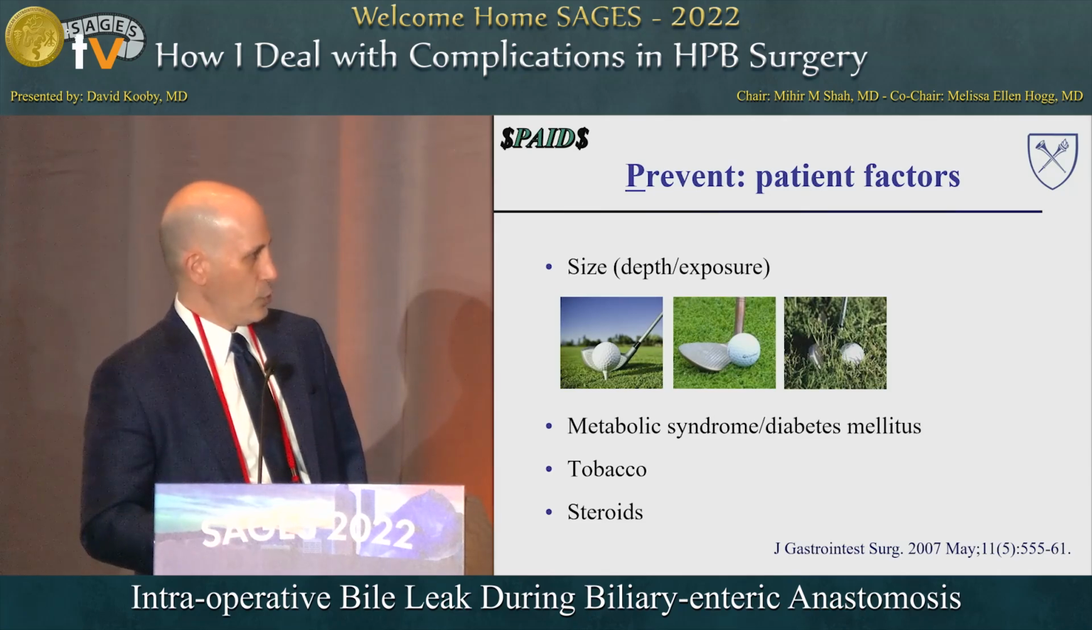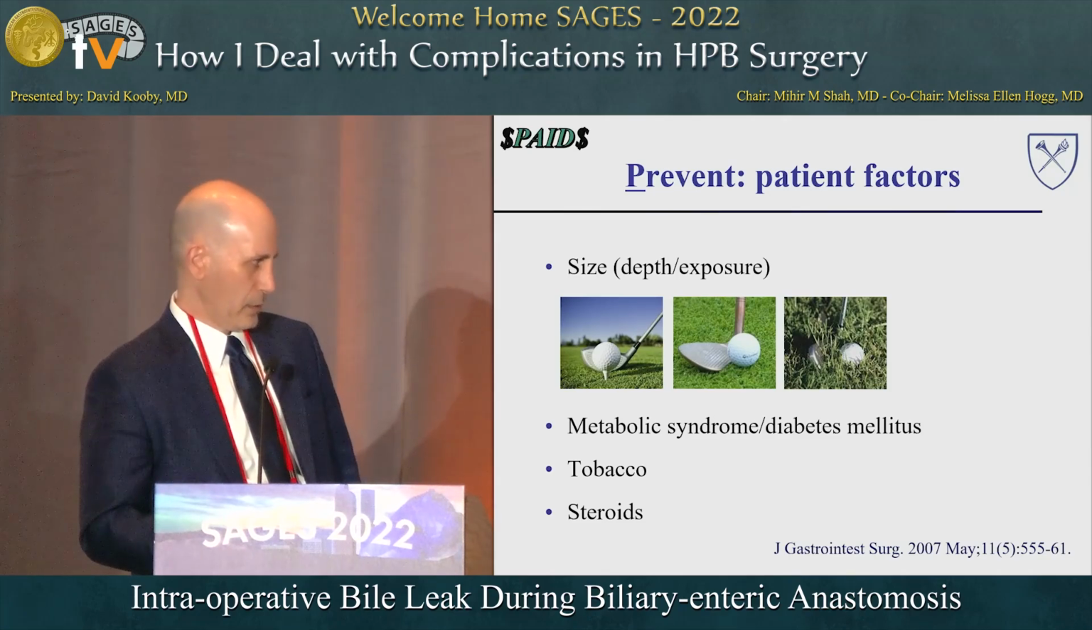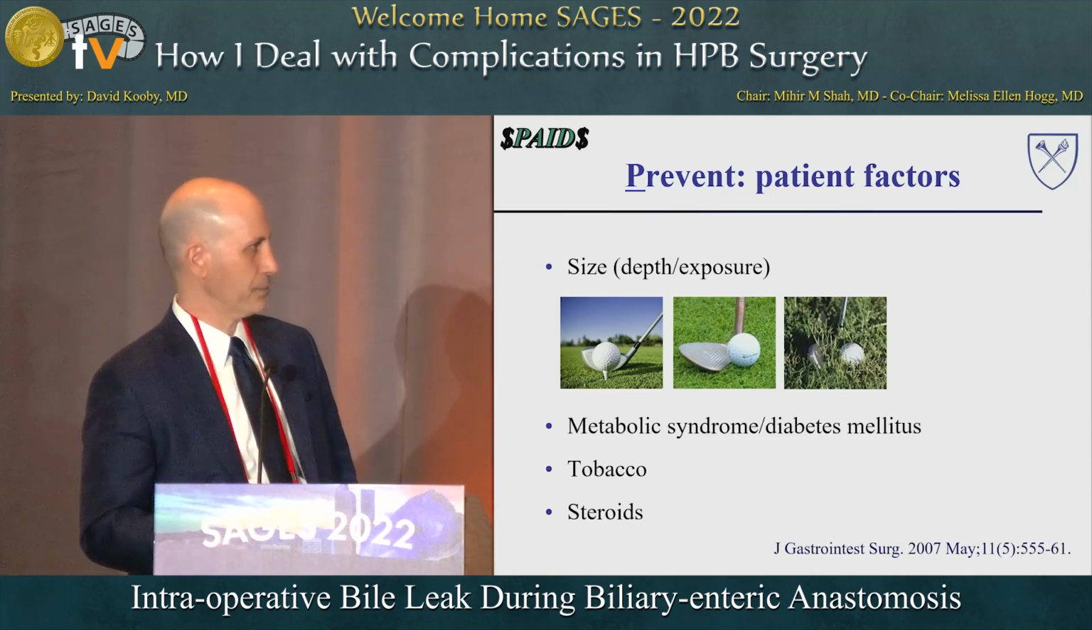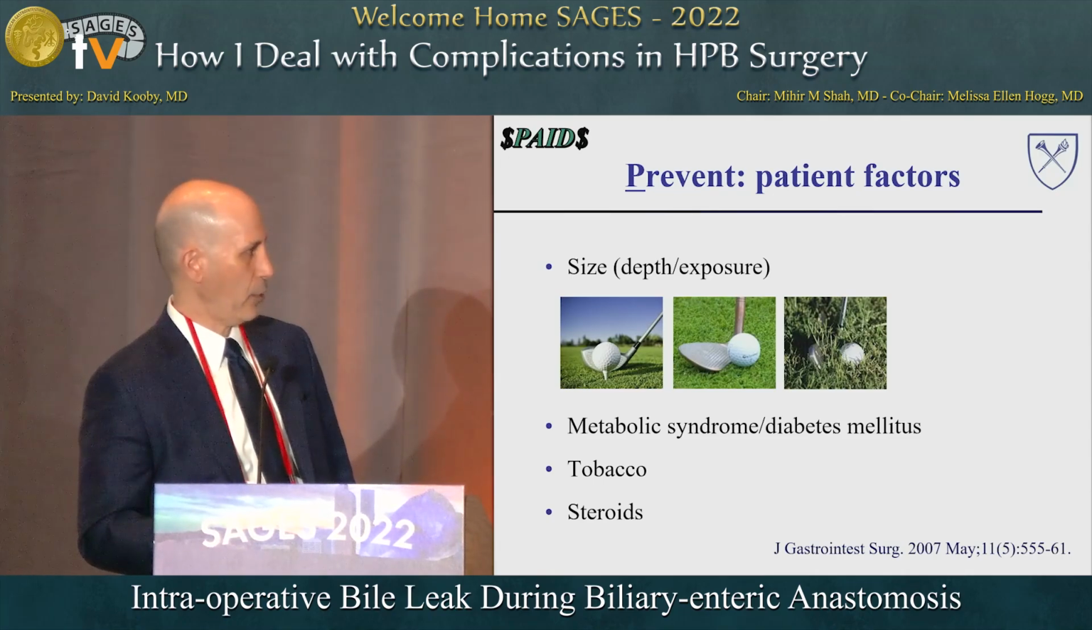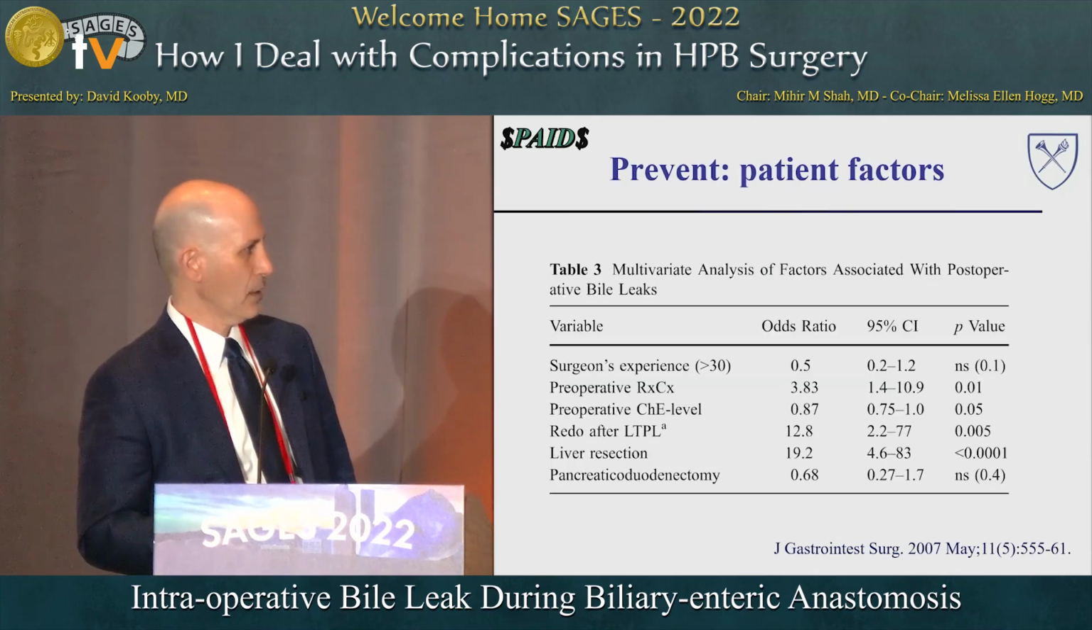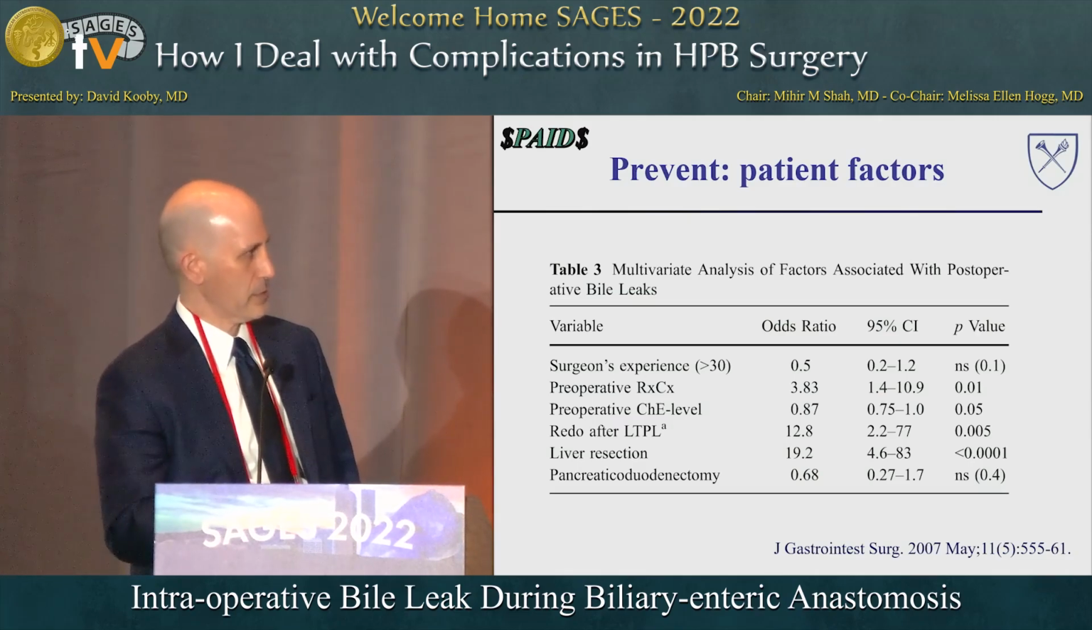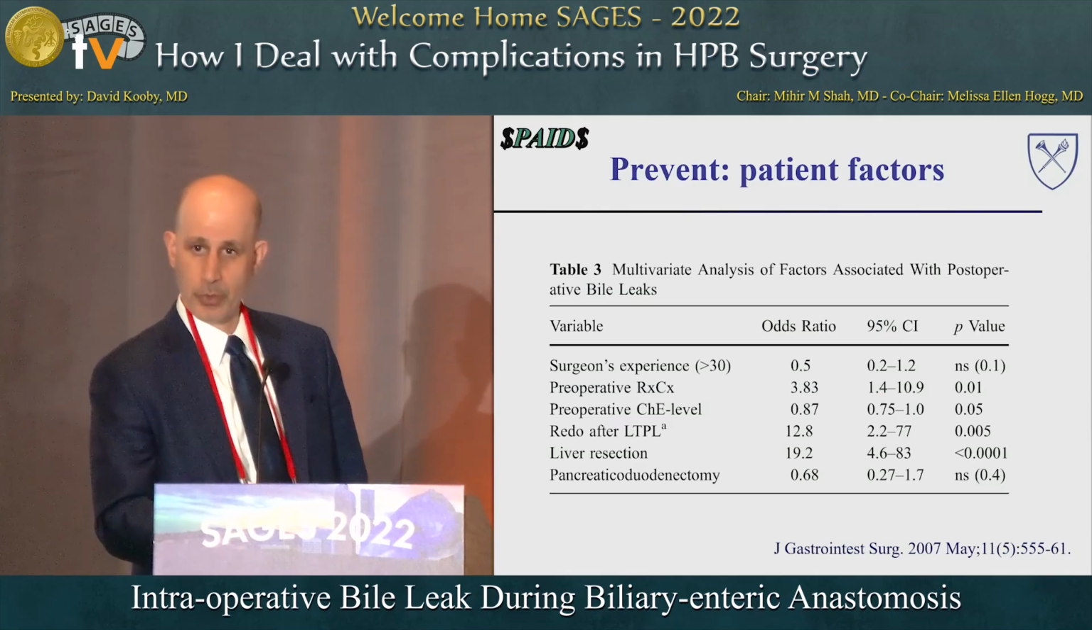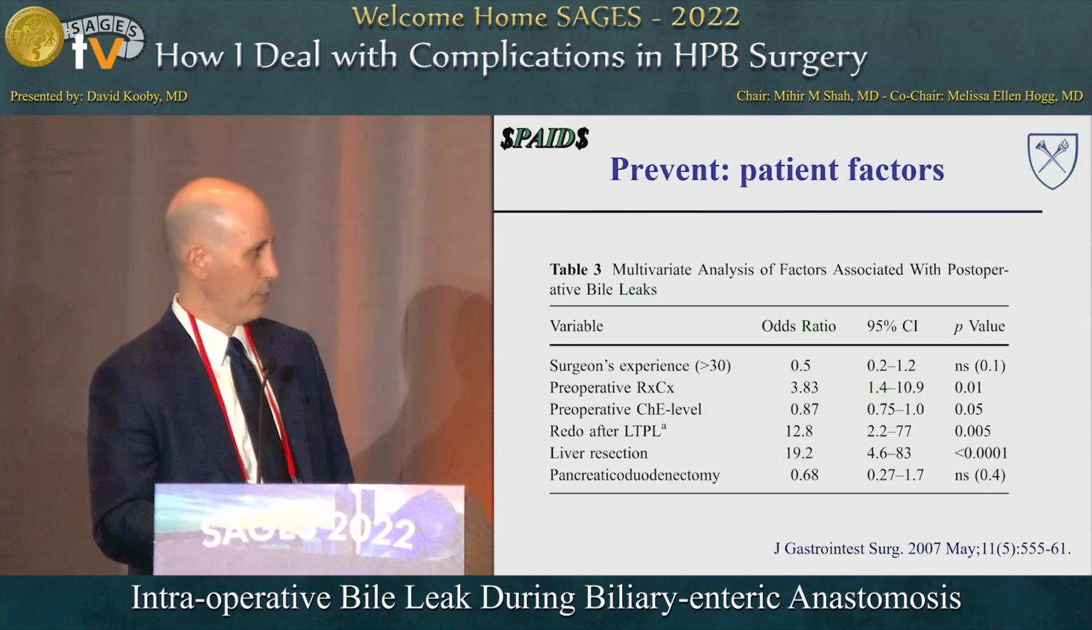Patients with metabolic syndrome and diabetes, patients who are chronic tobacco users, on steroids and other factors like that are going to be at increased risk of having poor tissue quality and a higher risk of leak. This is a study from Germany, from Dresden, published in HPB Surgery, looking at some of the factors that are associated with postoperative bile leaks. There really are no data on factors for intraoperative bile leak.